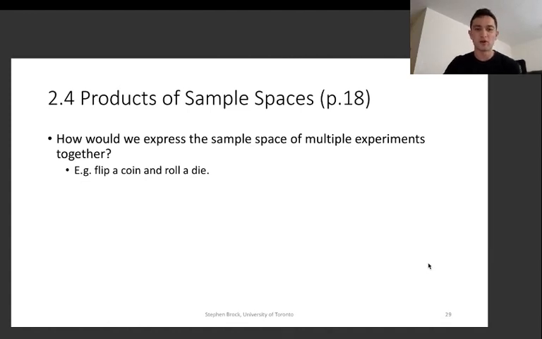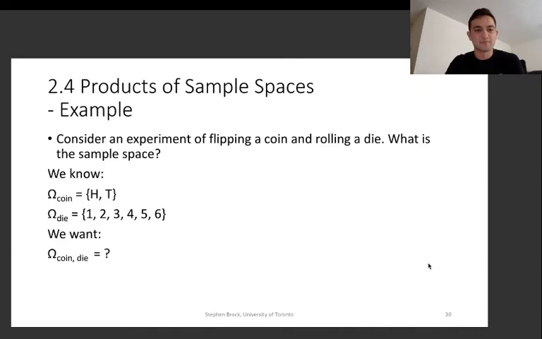So section 4 talks about the products of sample spaces. How would we express the sample space of multiple experiments together? So for example, let's just say that you had an experiment that involved flipping a coin and then rolling a die. What would that sample space look like? What do you think it would look like? All right, so, well, what do we know? Well, we know that the sample space for a coin is HT, and we know the sample space for a die is 1 to 6.